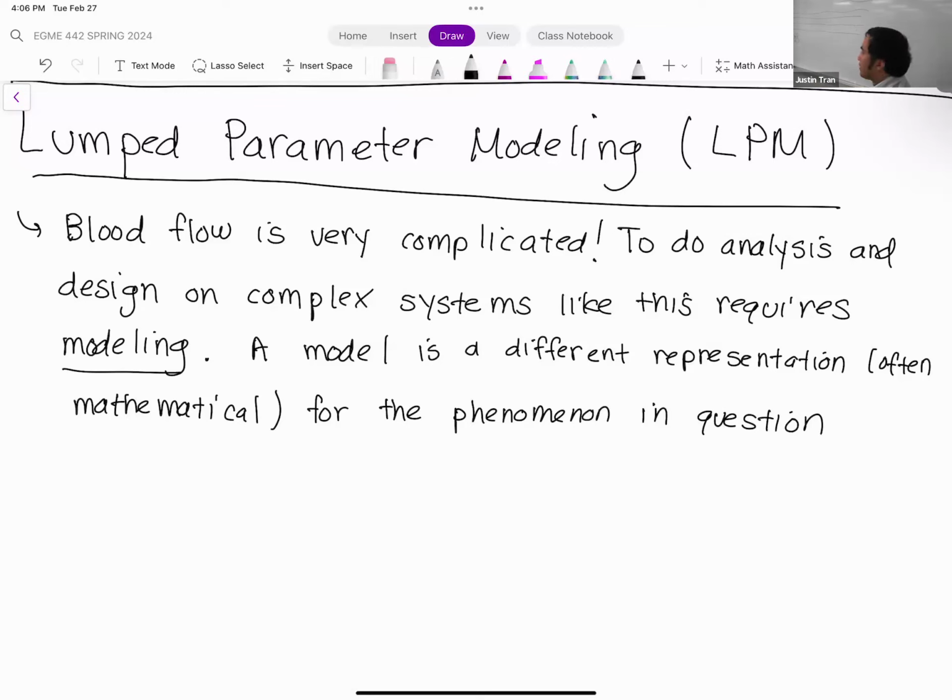And the idea behind modeling is that the real life phenomena or the real system is too complex to really work with on its own. And so we want to give it a different representation to make it easier to work with. Okay. We've already seen an example of this in this class, right?